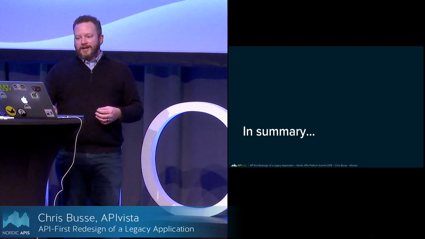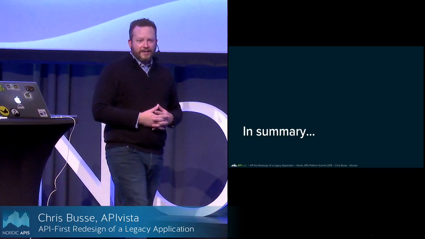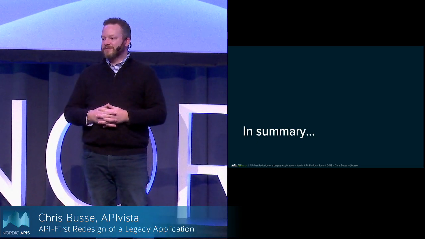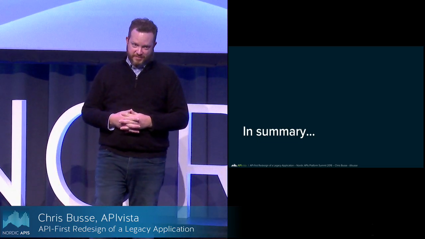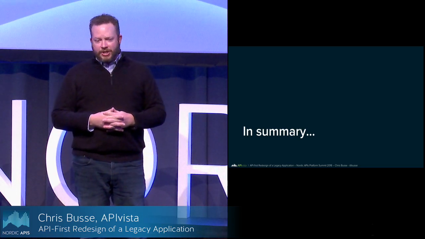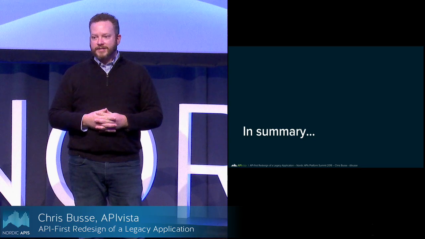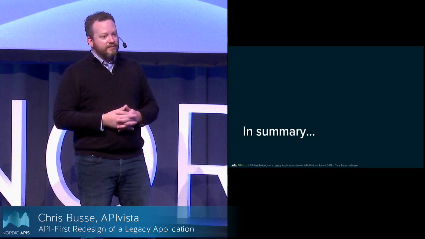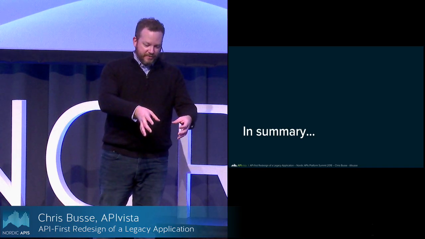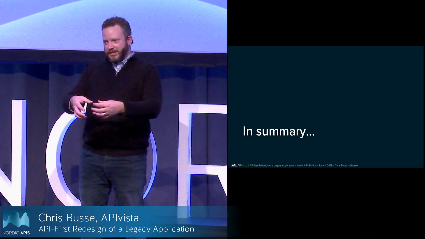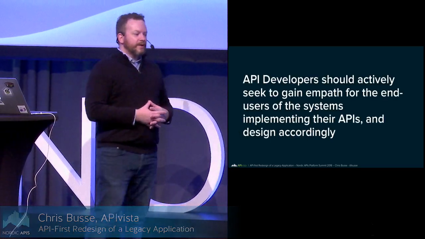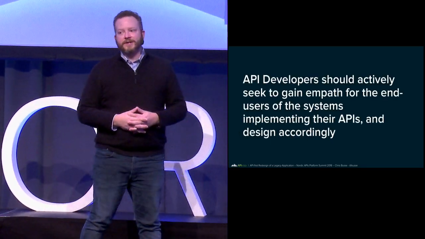All right, so in summary, right, API developers should actively seek to gain empathy for end users of their systems who are implementing the APIs and design accordingly. There's a great, I think it's a TED talk out there called, Going Into the Gemba. And so Gemba is a lean phrase that talks about getting out of the building, going in and sitting with the people in the call center or the assembly line. And I think all too often, middleware developers just don't have that opportunity.